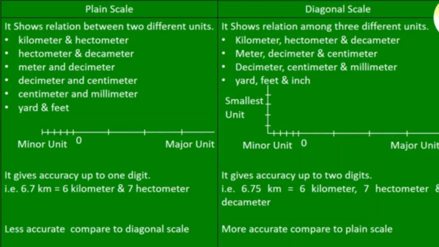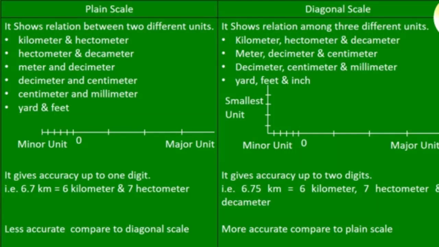From this, for example, kilometer and hectometer. Now we have seen the plane scale has two different units, in which one is the major unit and one is the minor unit. So in kilometer and hectometer, the major unit will be kilometers and the minor unit will be hectometers. In this image, we can see the plane scale. Here, 0 is in between. The minor unit is at the left side of the 0 and the major units are at the right side of the 0. This type of scale is called as plane scale, which has two different units.